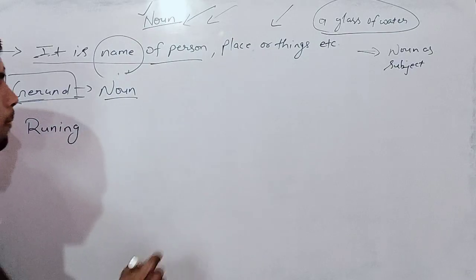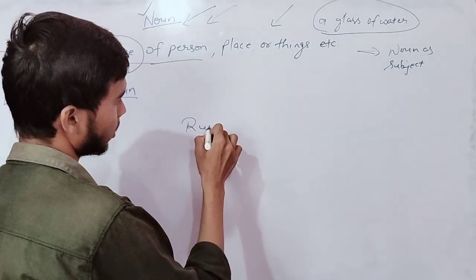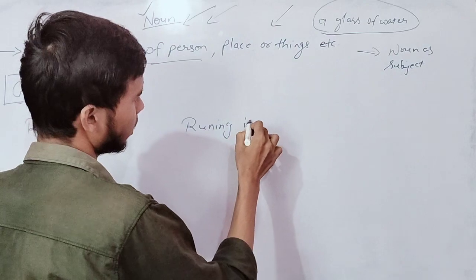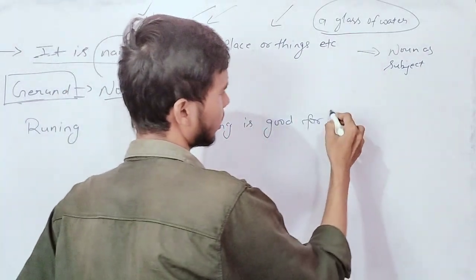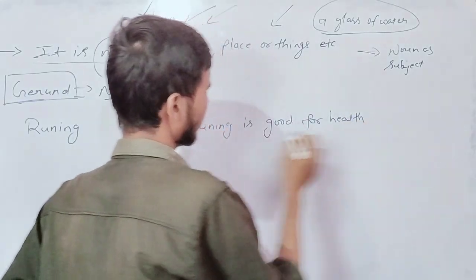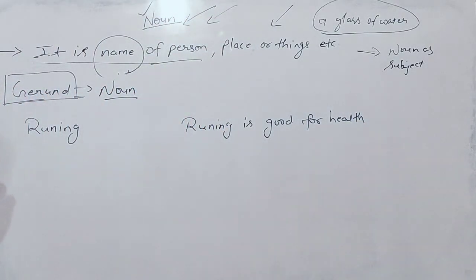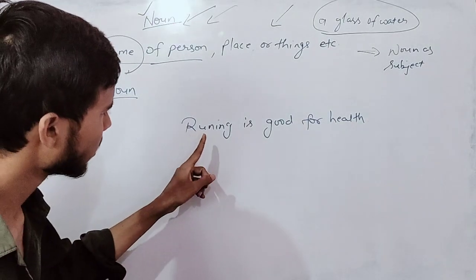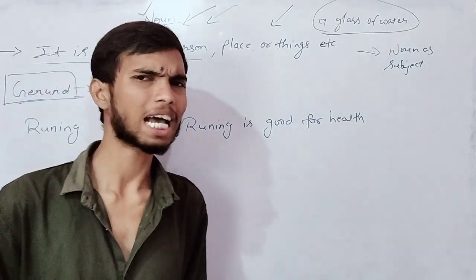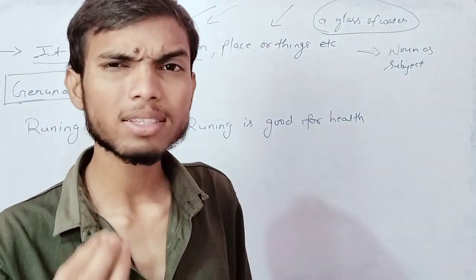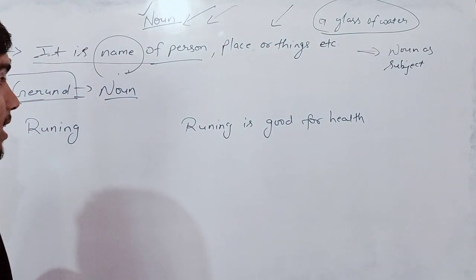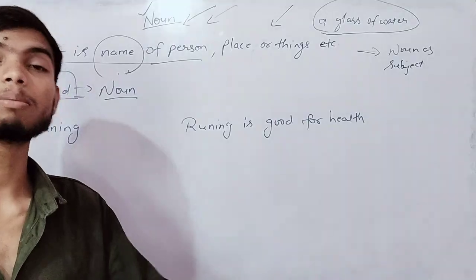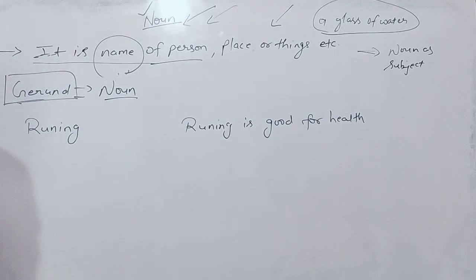Okay. For example, running is good for health. Running is good for health. Here you can see running is coming in the first place. As you know, in the first place only the subject comes, and here you can say running is the subject because it is coming in the first place of the sentence.